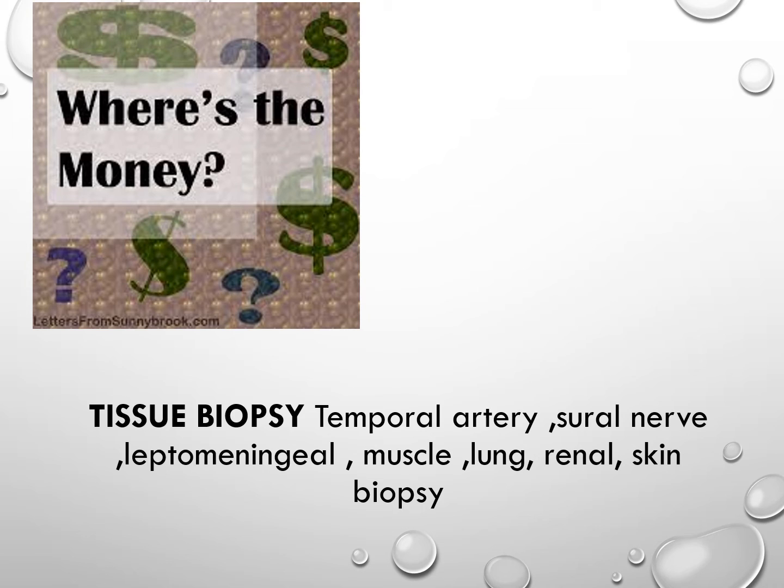Another important investigation that can help you diagnose your patient is the biopsy. Tissue biopsy is helpful in vasculitis: temporal artery for GCA, sural nerve and muscle biopsy for PAN, leptomeningeal for suspected CNS vasculitis, and lung, renal, and skin biopsy can also help to rule in small vessel vasculitis.